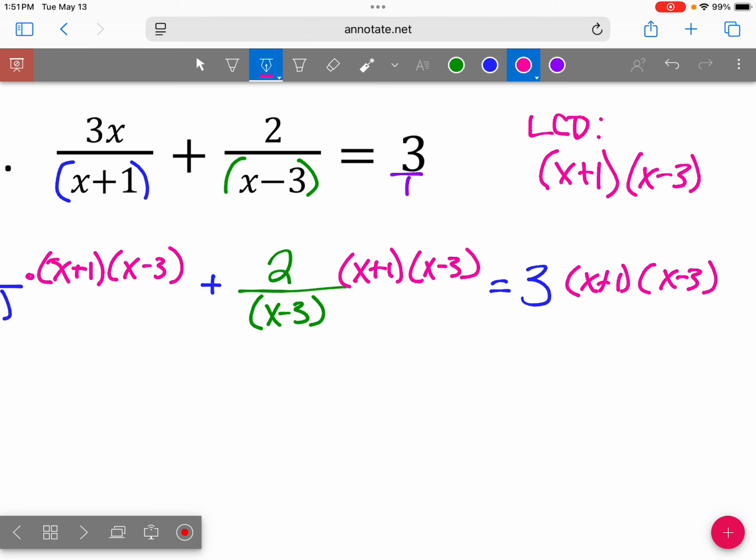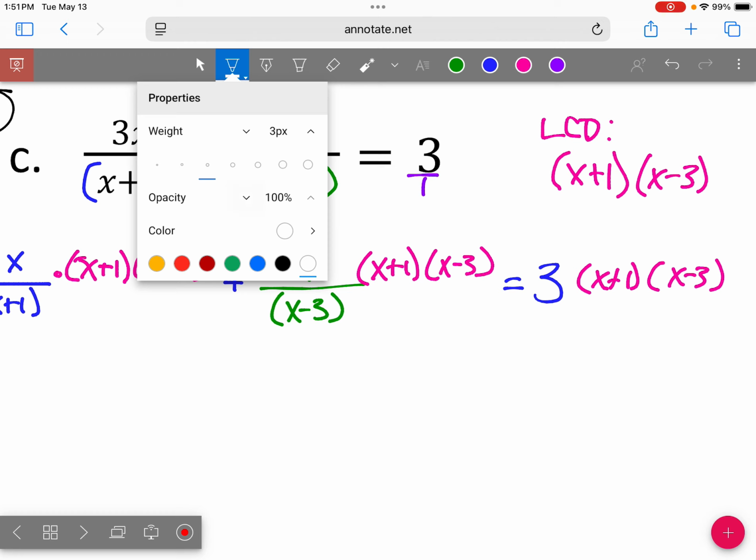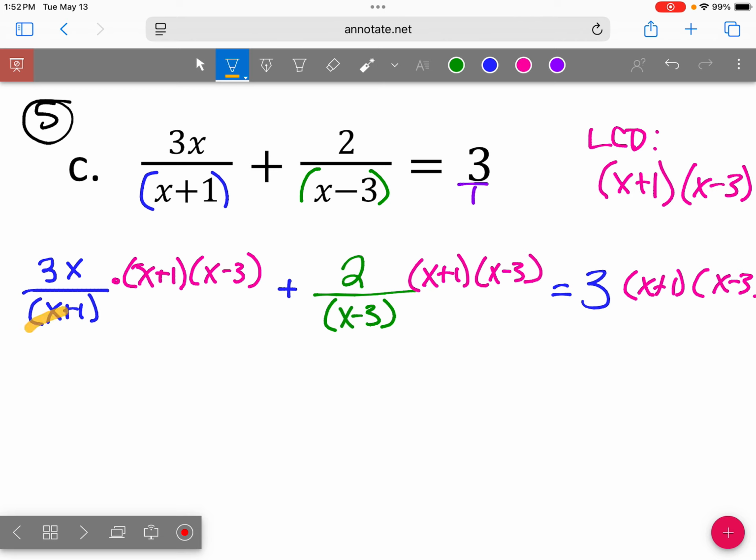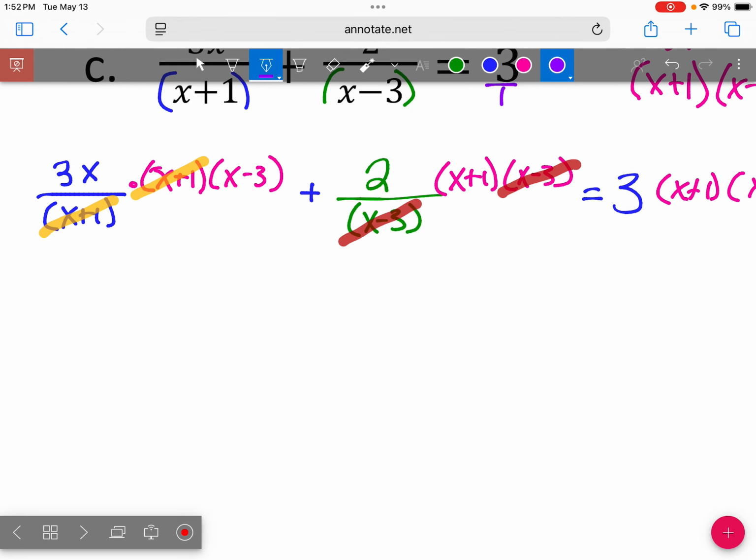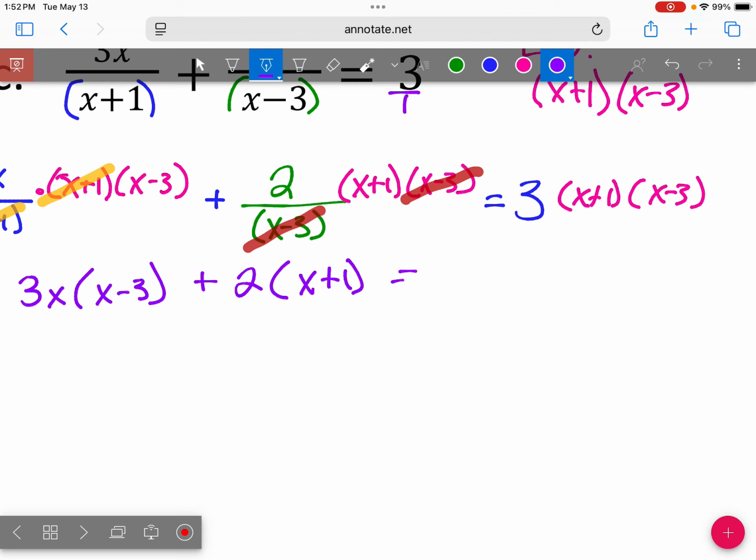The benefit of writing it out like this is we can see the pieces that cancel out fairly easily, because we have over here our x plus 1 that cancels out. I have over here my x minus 3 that cancels out. So we get pieces that leave, which are going to leave us with our 3x times x minus 3 and our 2 times the x plus 1. That's equal to our 3 that's times both. And I am going to multiply that out.